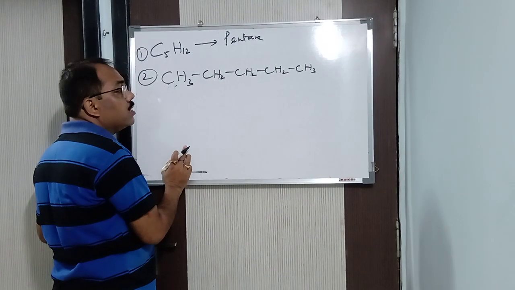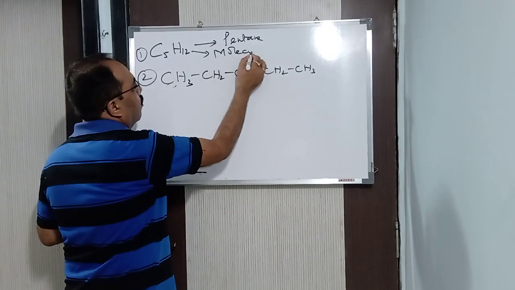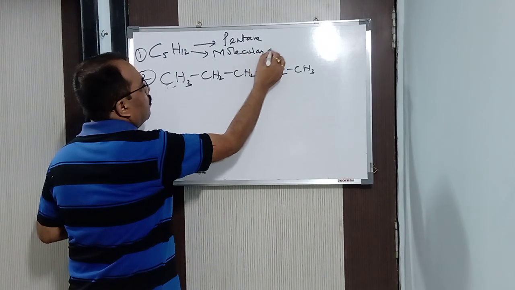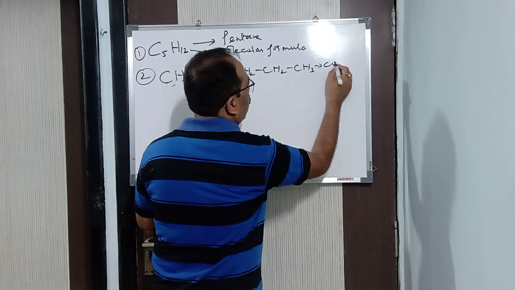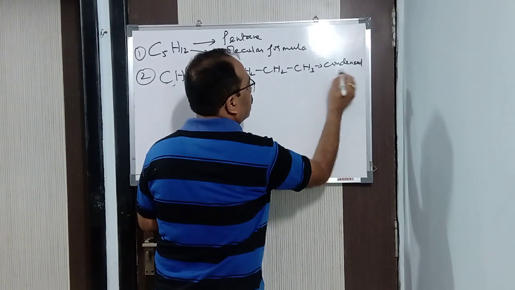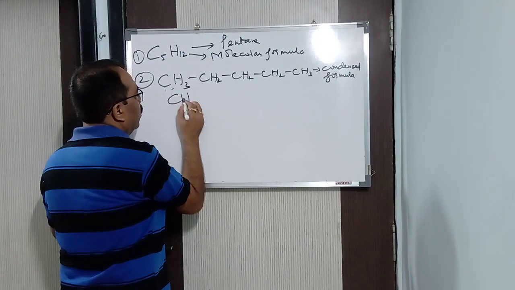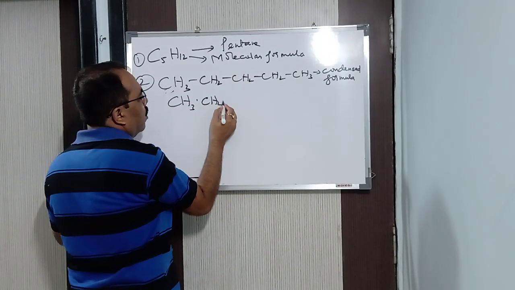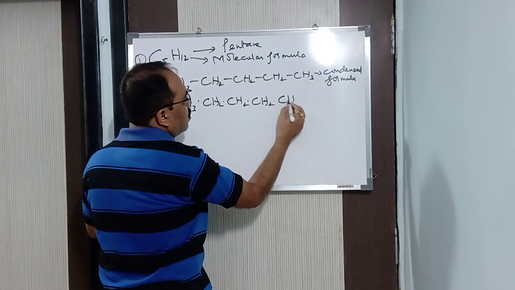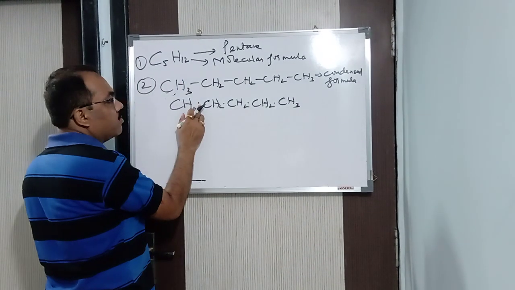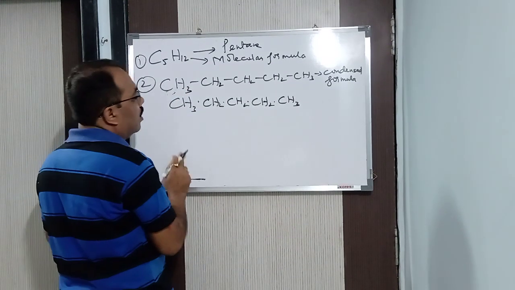So this formula is known as what? Condensed formula. What I said earlier, this is your molecular formula, and this is your condensed formula. You can write it in this way also: CH3 dot CH2 dot CH2 dot CH2 dot CH3. The dot means what? Bond. In organic chemistry, it means a single bond here.